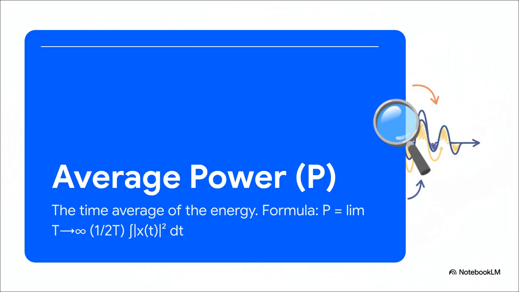Now for our second formula, the one for average power, you can see it looks pretty similar, right? But there are two key differences. First, we're integrating over a finite window, from negative T to positive T. And second, we're dividing by the length of that window, which is 2T. Then, for the final step, we see what happens as that window gets infinitely large.